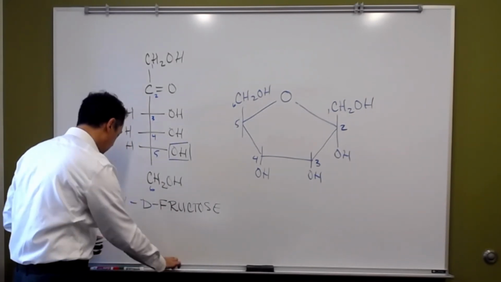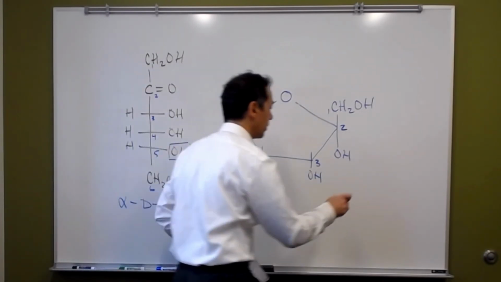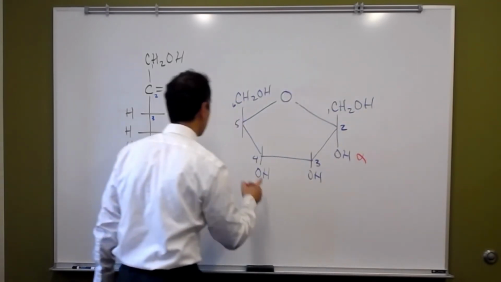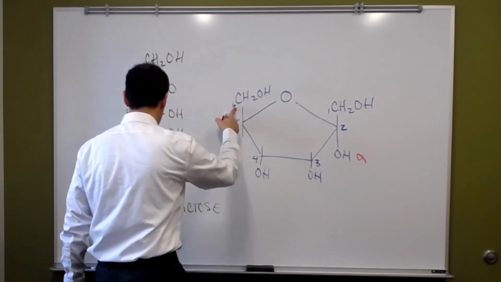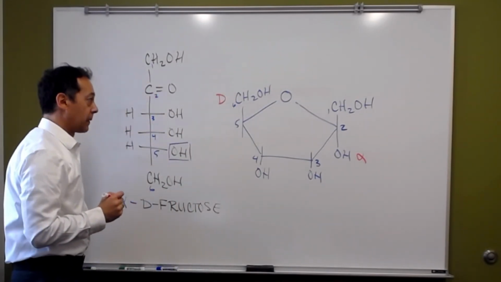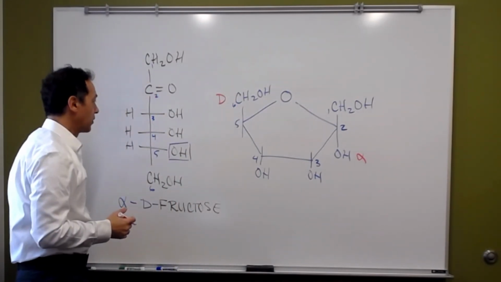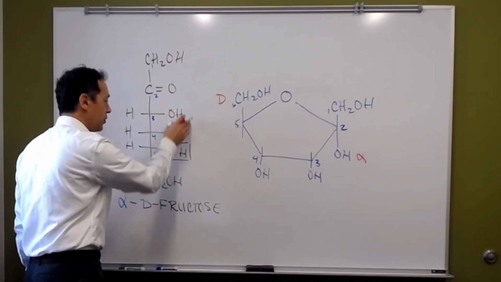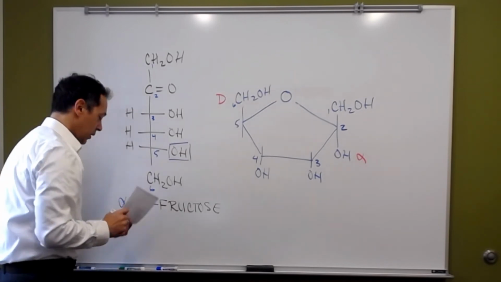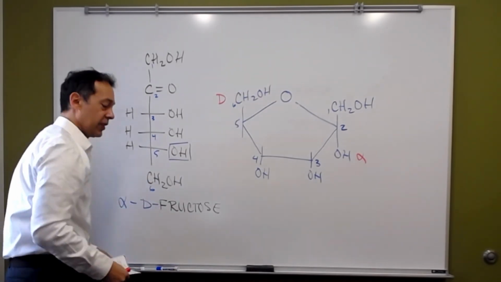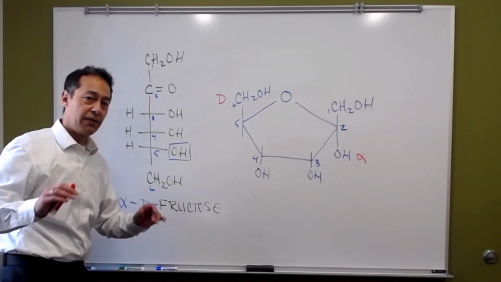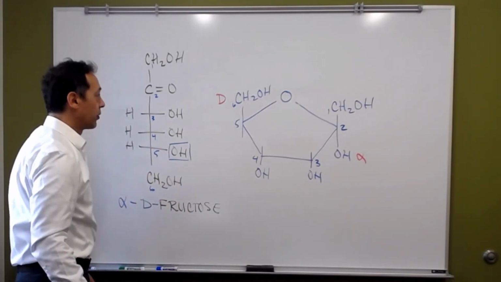Maybe I should label this here. I'm going to say this is down because it's alpha, and this is up here because this is right-handed, if that helps to remember things. And then these are in the downward position over here because they're on the right-hand side. All right, so that's just a couple of odd things. Sometimes you can see 6-membered rings, sometimes you can see 5-membered rings with our carbohydrates.